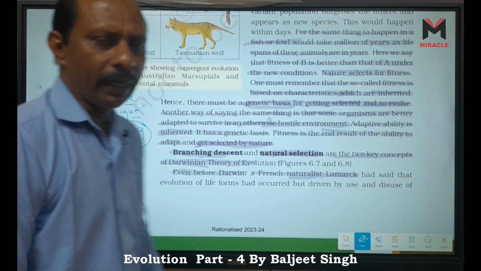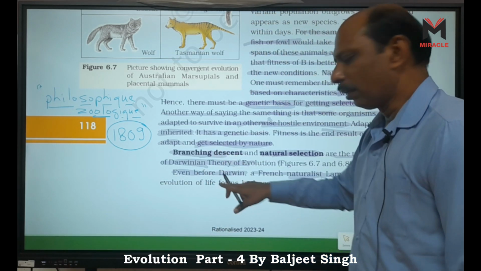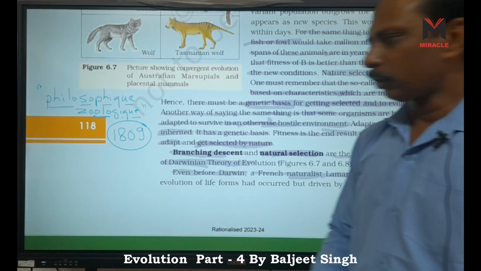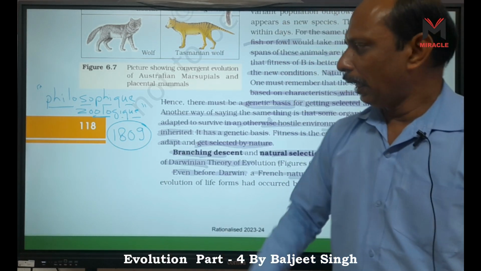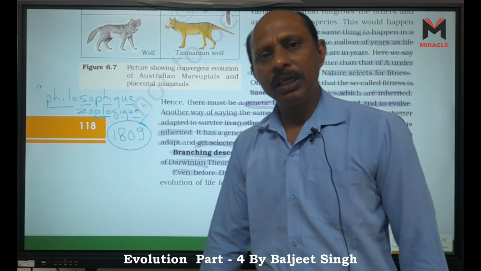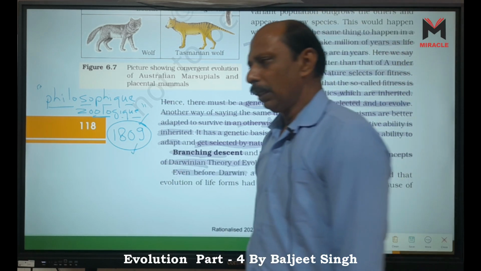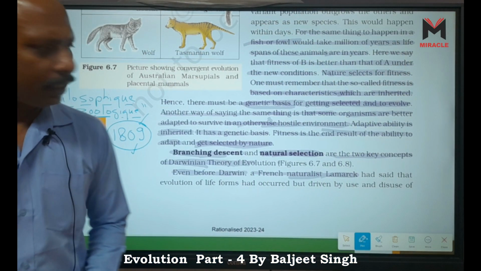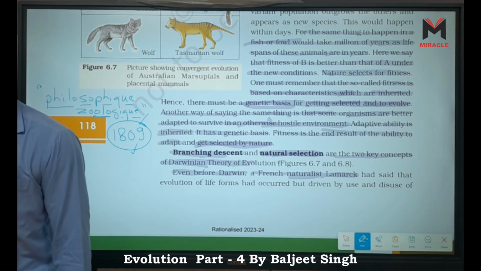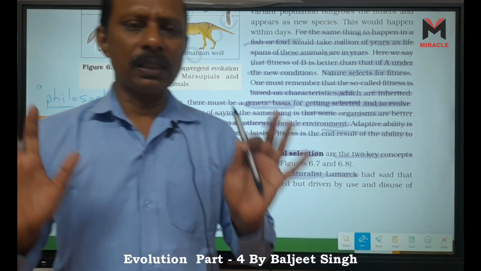He wrote this book in 1809, and 1809 is the year when Darwin was born. So the date of birth, DOB, of Darwin is also the same, 1809, and the book was published by Jean-Baptiste de Lamarck in the same year, 1809, right? So when we consider Lamarck, it is called Lamarckism, right? Lamarckism is where he first said that there are four principles, right?